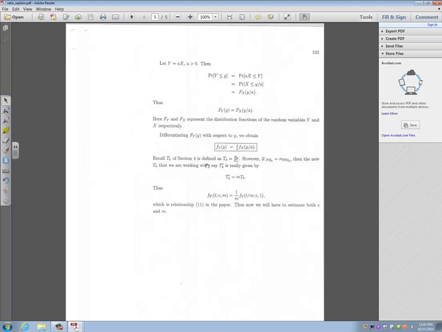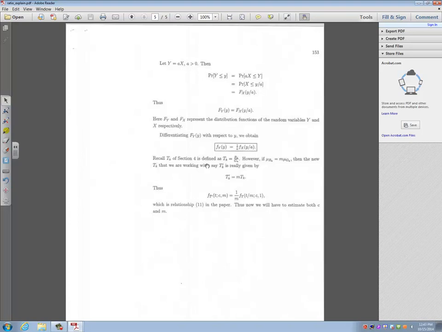So if you have a random variable y equals ax with a greater than 0, you're trying to calculate the distribution function. So the probability that the random variable y is less than or equal to little y is the probability that a times x is less than or equal to little y, which is the same as the probability of x less than or equal to y over a. So you get the distribution function of x evaluated at y over a. Then you differentiate this with respect to little y, and you get this expression, that the probability density function for y is related to the probability density function for x through this equation.